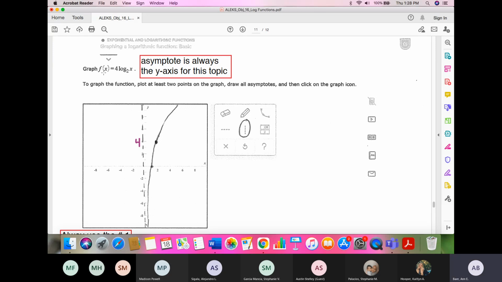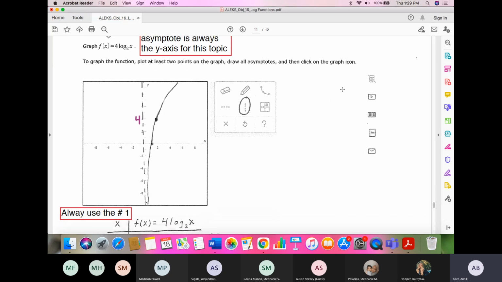So we want to graph f of x equals 4 times log base 2 of x. To graph the function, plot at least 2 points on the graph, draw all asymptotes. There is only one asymptote, and it is always, for this particular topic, the y-axis. And for the y-axis, you would use the vertical dashed line. And then click on the graph icon.